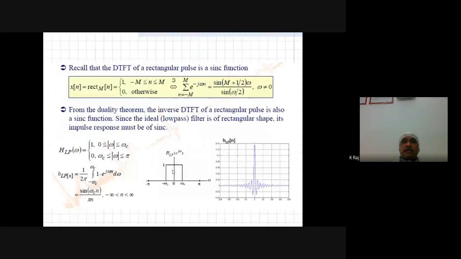Now if we again come to this, we will find that it exists for infinite duration, but for practical purposes it must be finite. So in order to make it finite, there are different approximation or optimization techniques which are used to convert the infinite duration impulse response into a finite duration impulse response. And one example is the window, which we have discussed in the previous classes.